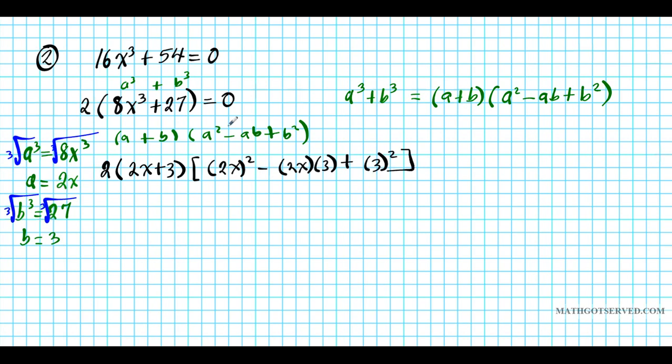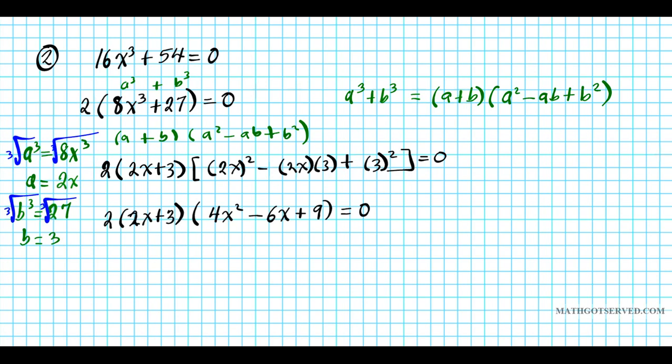So we found our a and b, we substituted into the formula. Now we're going to simplify where applicable. We're going to have 2 times 2x plus 3, and then here we have 2x squared. Remember, when you're squaring this, since they're both in the parentheses, you're going to be squaring the 2 and the x, so we have 4x squared minus 2 times 3 is 6, 6x plus 9. Let's not forget this is an equation which is equal to 0.